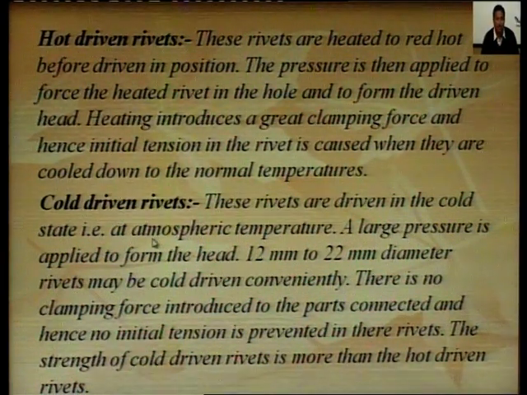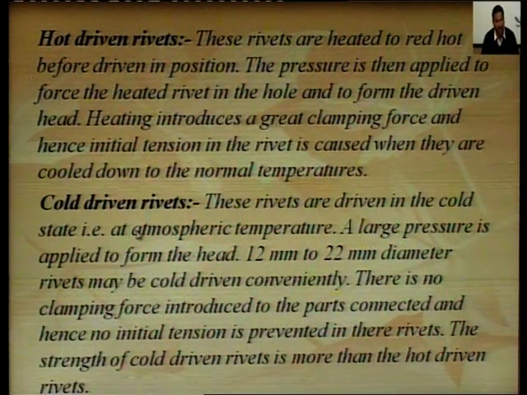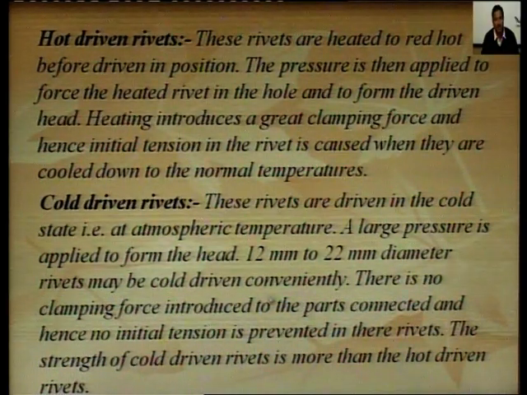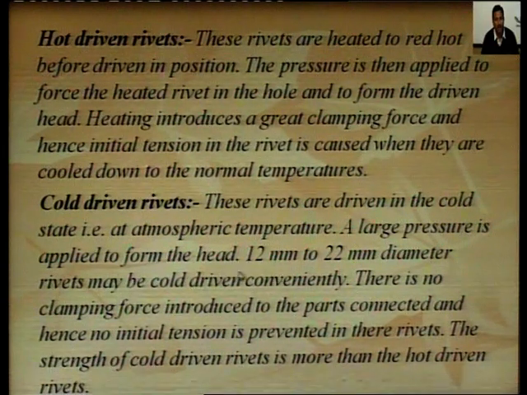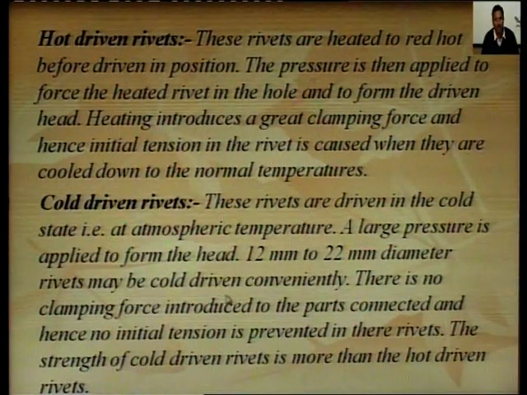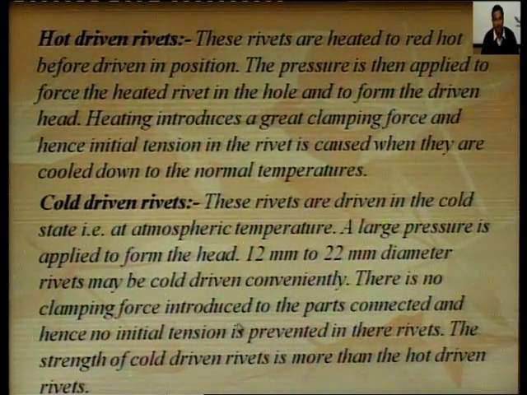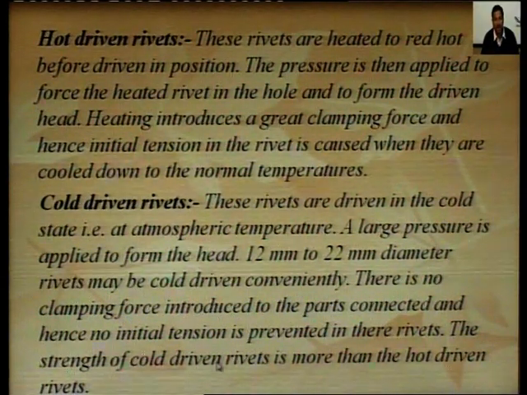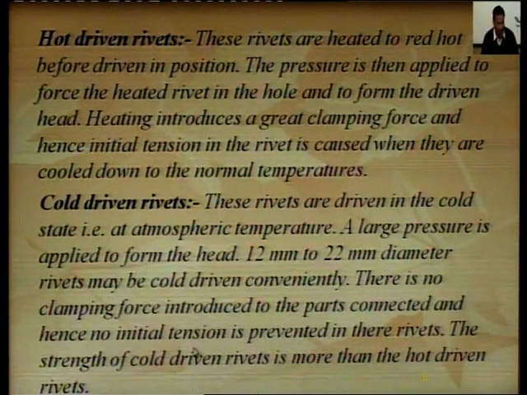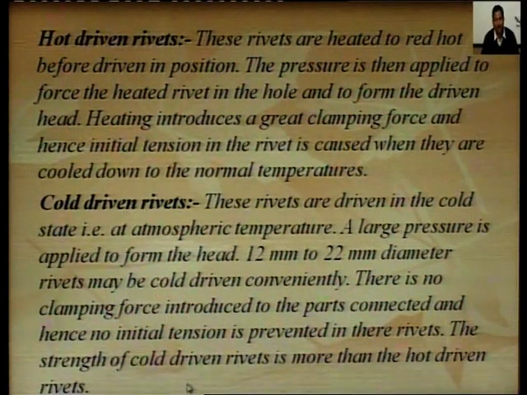Cold driven rivets are driven in the cold state. So, rivets which are used in the cold state are called cold driven rivets. A large pressure is applied to form the head. 12 mm to 22 mm diameter rivets may be cold driven conveniently. There is no clamping force introduced to the parts connected, and hence initial tension is prevented in the rivet. In the case of cold driven rivets, there is no clamping force and no initial tension.